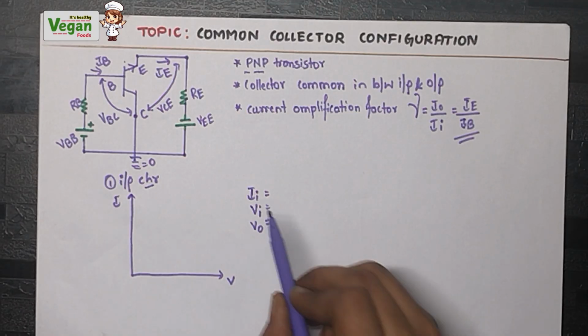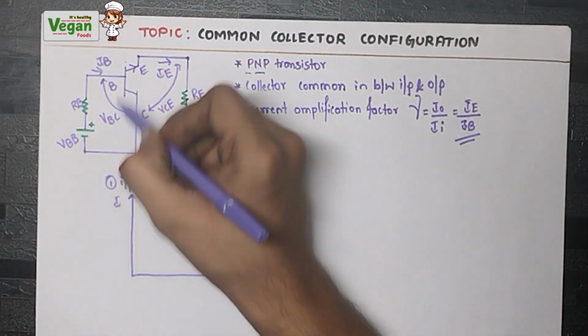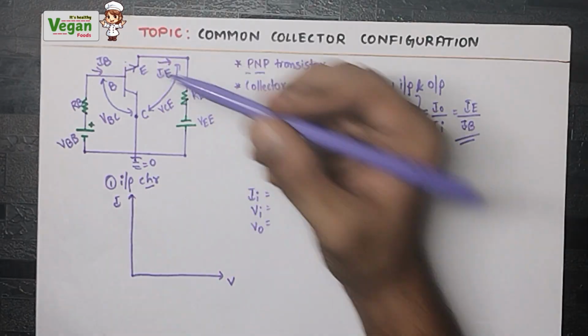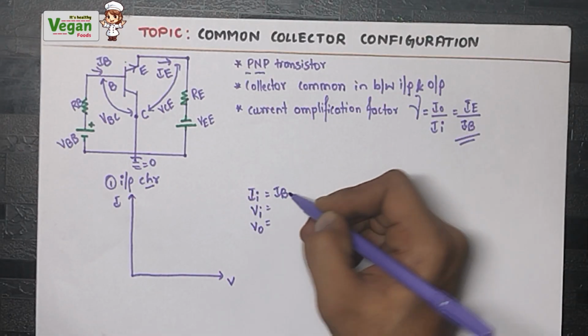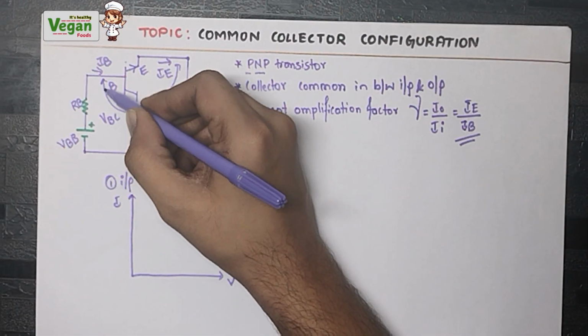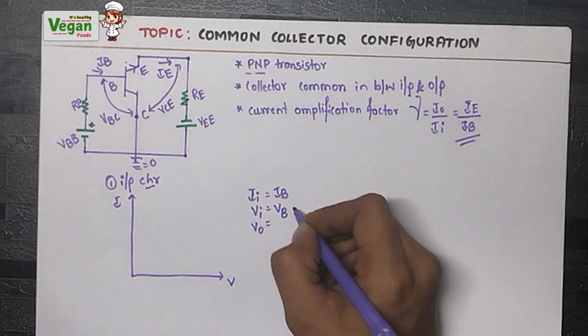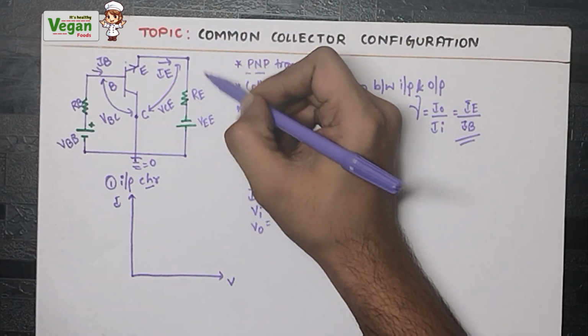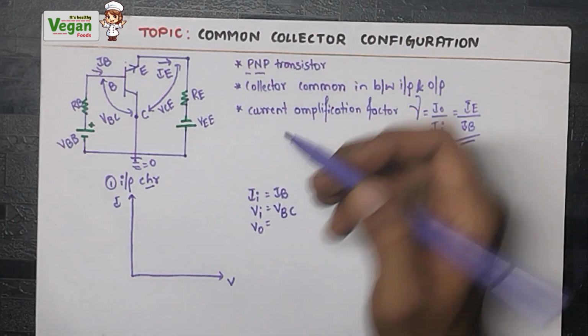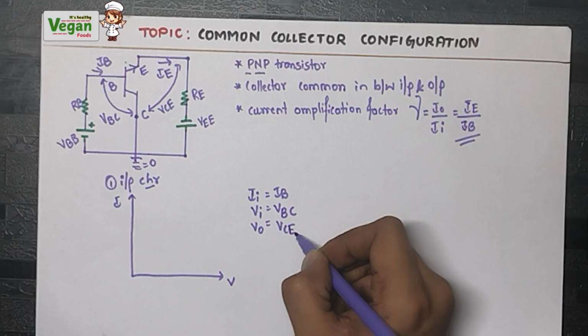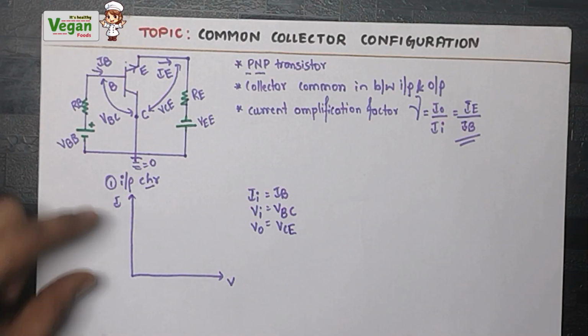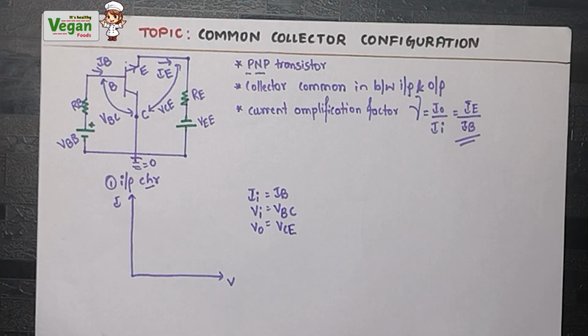So what is the value of input current? Input current means left side, we must see. Input current is IB. Next, input voltage: we must take the junction voltage, that is VBC. Next, output voltage. Output voltage means right hand side junction voltage. What is it? VCE. So now we are constructing the graph for the input characteristic.